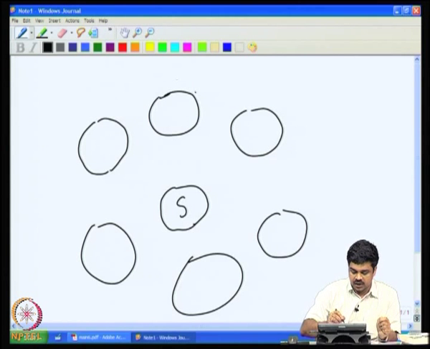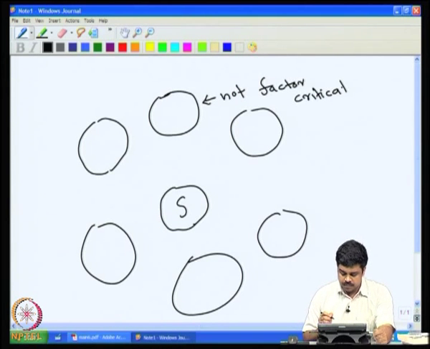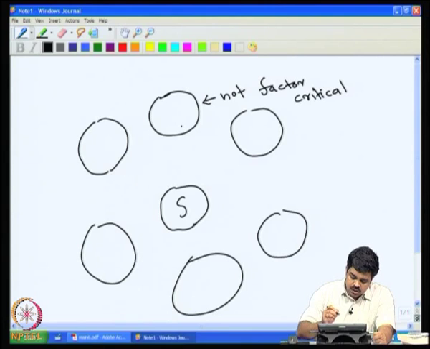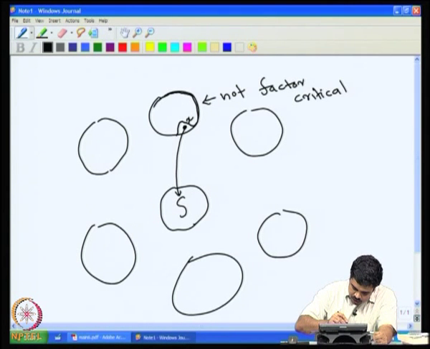Suppose this is not factor critical, then what we can do is we can find one vertex X in it, because it is not factor critical, and when we remove that vertex from this set, say we are going to move it to S, the remaining graph, I will mark it here, this remaining graph will not have a perfect matching.